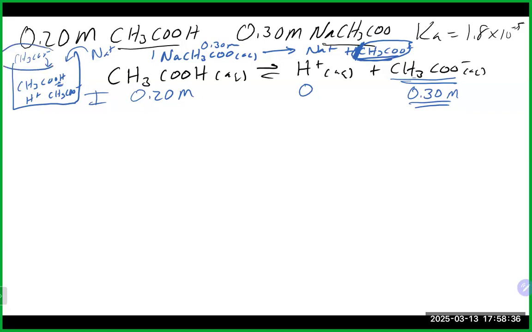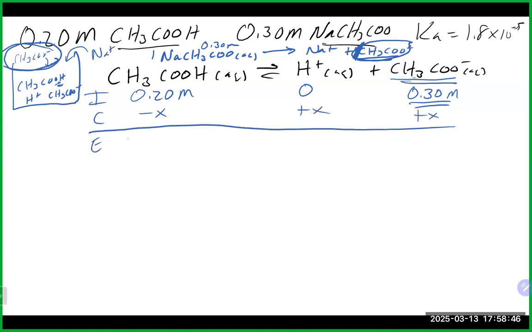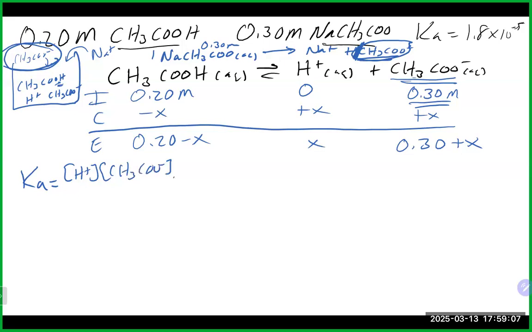Now, the rest of the ICE table is pretty much the same. Once again, that 0.3 is coming from the sodium acetate coming into the beaker. It's going to be minus X and plus X. That means at equilibrium, 0.2 minus X, and X. The second mistake sometimes people make is that it is plus X on this side, not minus X, right? So we have plus X going on. Just like we did before, this is going to go into our Ka expression, which is our products divided by our reactants.